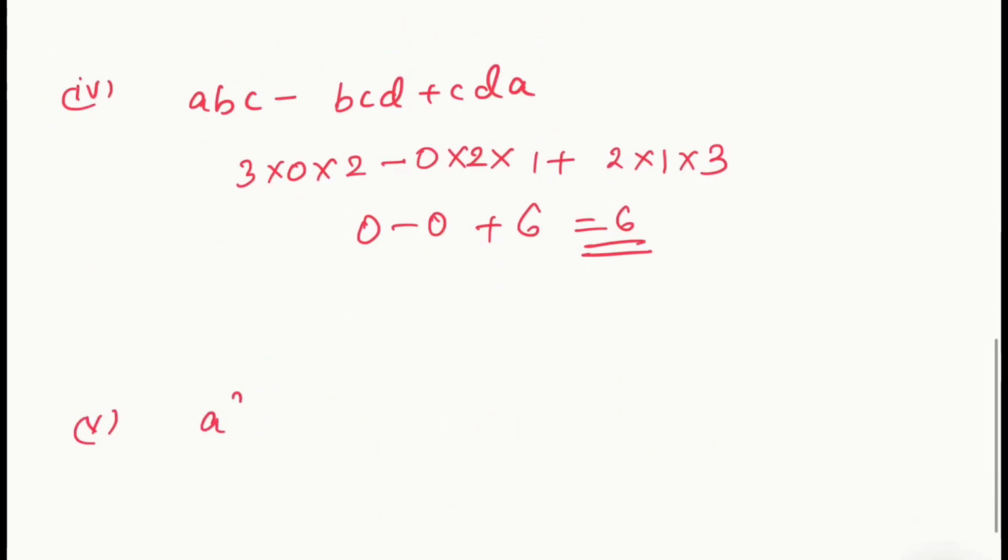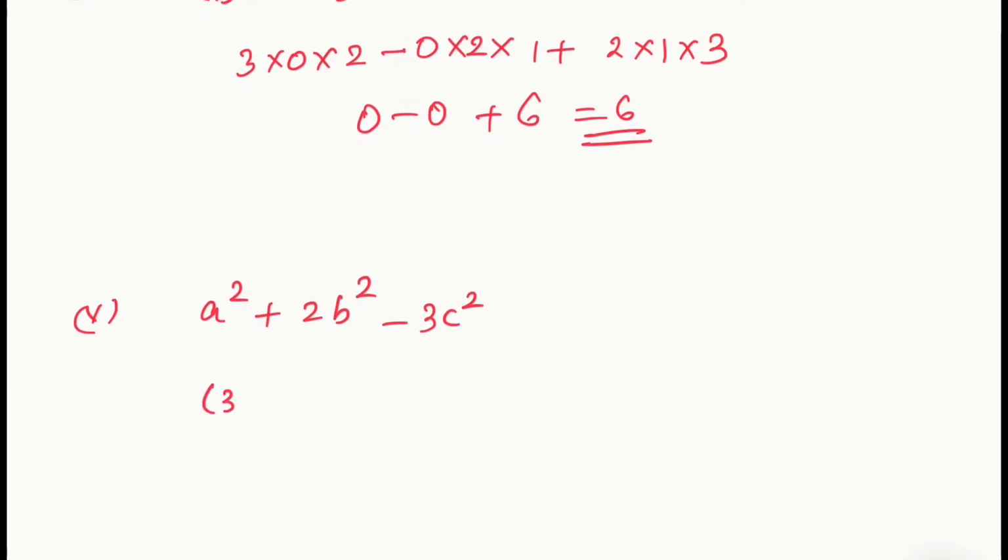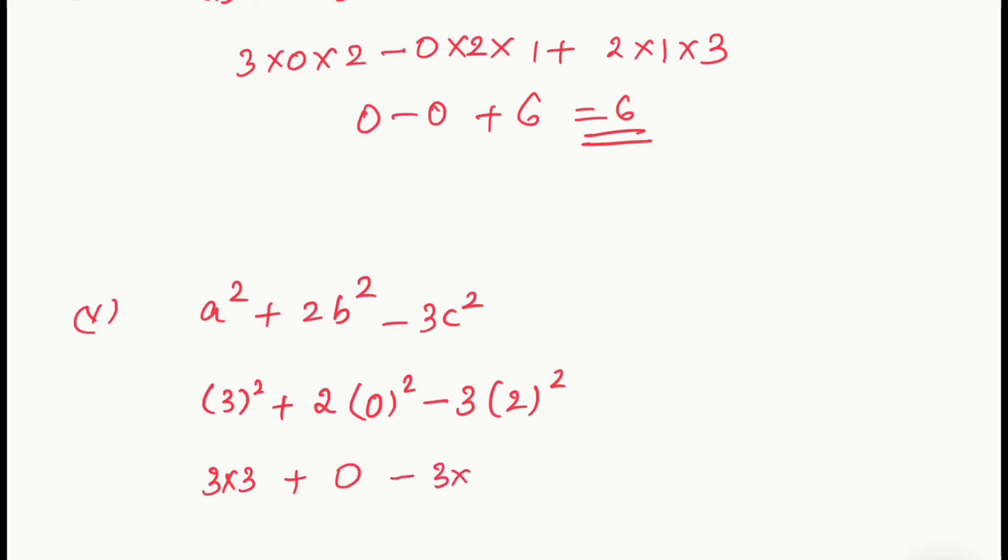Fifth question we have A square plus 2B square minus 3C square. So A square means 3 square, plus 2 into B square, which is 0 square, minus 3 into C square, which is 2 square. 3 square is 3 multiplied twice, that is 3 into 3. This will be 0, anything into 0 will be 0, right? Minus 3 into 2 multiplied twice. So you get 3 3s are 9 minus 3 2s are 6, 6 2s are 12. 9 minus 12 is equal to minus 3.